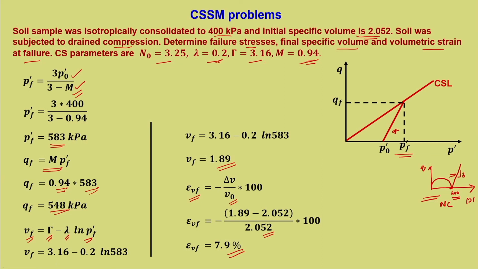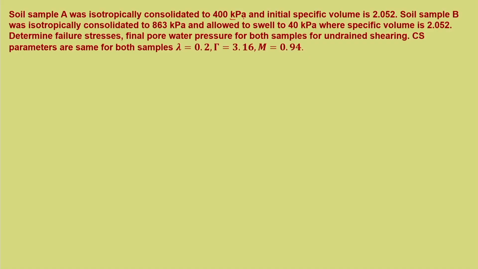So, this is how we can use a very simple example of the critical state framework for predicting the final conditions, and here the conditions can be failure condition or maybe final specific volume. Now, here it is the case of drained compression. So, we know that it undergoes volume change, and initial specific volume will be different from the final specific volume. Okay. So, let us move to the next example.